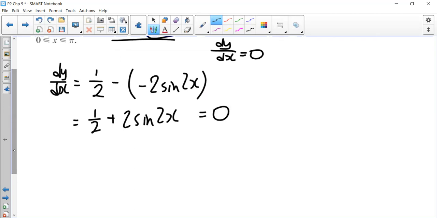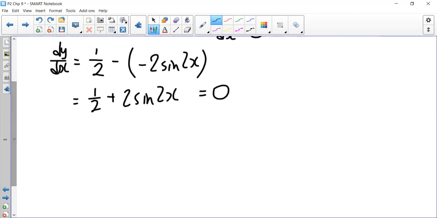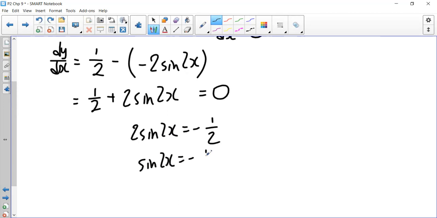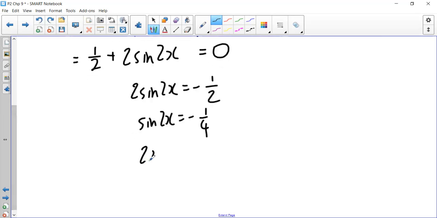You can pause the video and have a full go at the question, and let's see if you got it right. But if you want me to go through it, I will do it now. So I bring the half over, it'll be 2 sine 2x equals minus a half. Divide 2 over, so sine 2x equals negative a quarter. And then I need to do inverse sine, so arc sine of negative a quarter. So I put in a calculator, negative a quarter.